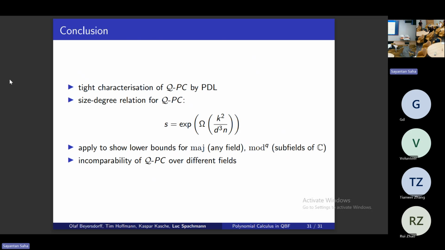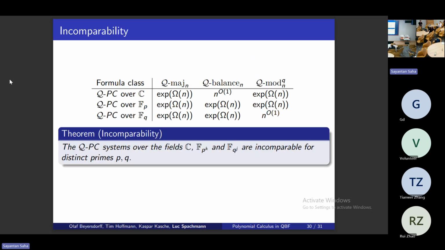Do you have any comparison to existing systems, even with bounded alterations? I mean, it strictly simulates Q resolution or QU resolution. It is quite simple to see that you can just simulate every single line of it. And yes, I think that at least with finite fields, these mod formulas should be definitely difficult for QU resolution. As such, it's really a strictly stronger system. But for different fields, I don't know.